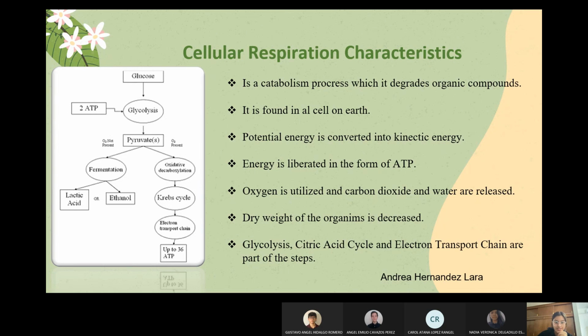Cellular respiration characteristics. It's a catabolism process which degrades organic compounds. It is found in every cell on Earth. Potential energy is converted into kinetic energy. Energy is liberated in the form of ATP. Oxygen is utilized and carbon dioxide and water are released. Dry weight of the organism is decreased, and glycolysis, citric acid cycle, and electron transport chain are part of the steps.